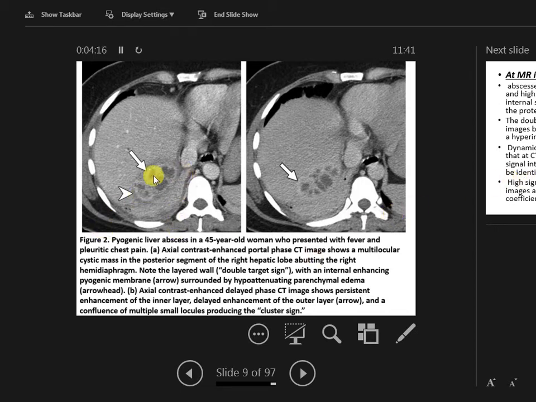This is a CT image, and this is the early phase. We can see the hypodense outer and hyperdense inner margin of the abscess. In the delayed phase, both of them take the contrast and are seen as a single layer.